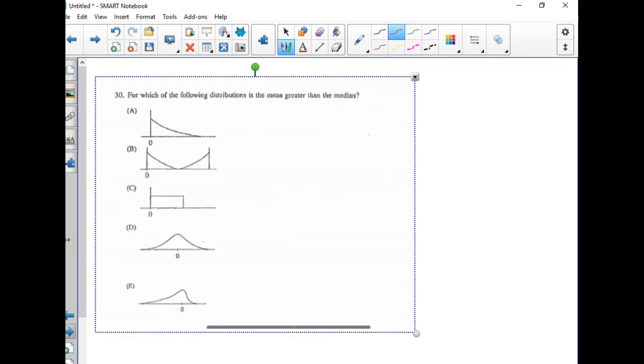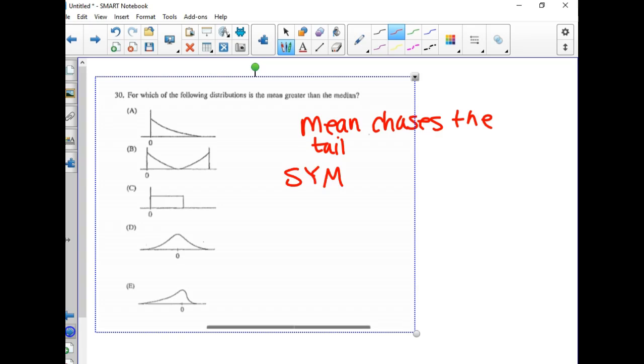Okay, number 30. For which of the following distributions is the mean greater than the median? What do you remember about the mean and the median versus symmetric or skewed distributions? Close. You're right with something chasing something. The mean chases the tail. Okay, the mean chases the tail. So with a symmetric distribution, the mean is going to be approximately equal to the median.